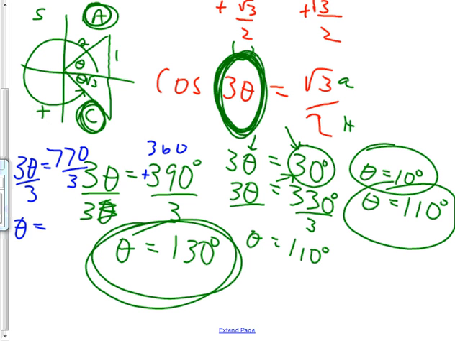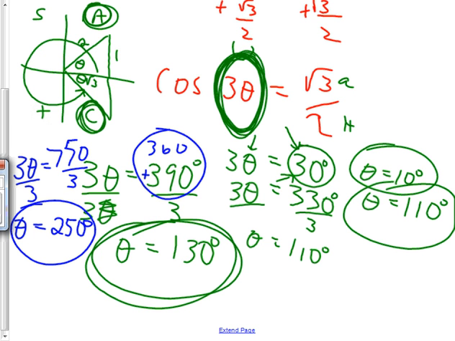So if I take 770 divided by 3, wait a minute, I just caught something. If I add these two together, I actually get 750, not 770. Okay, because that's making more sense. If I take 750 divided by 3, that'd be 250. All right, so there's another possible answer.